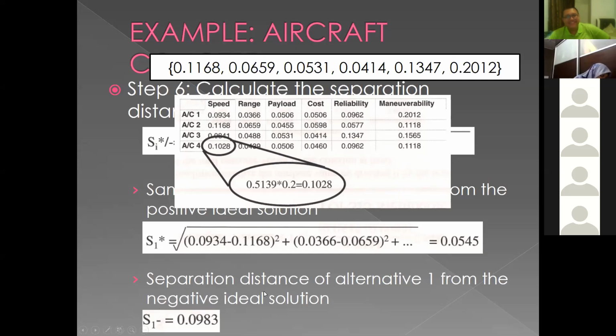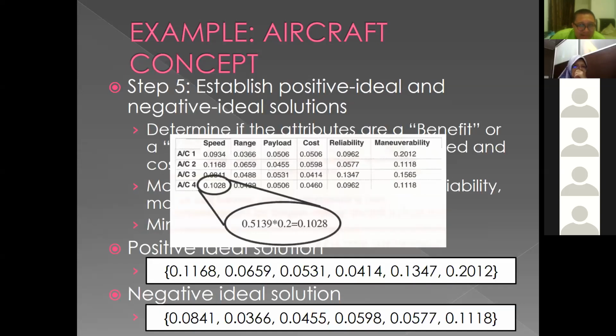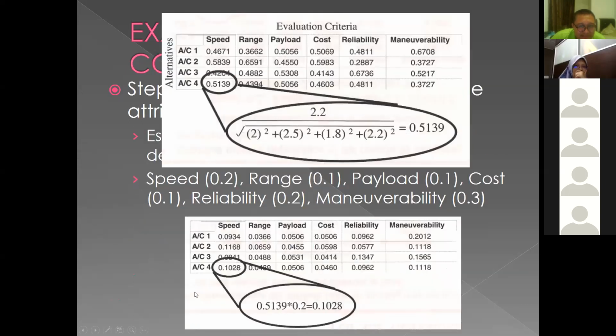So the alternative is taken from step 4, right? The one that we multiply with the weightage. The alternative value is taken from step 4, the one that we multiply with the weightage, right? Yeah. From this one. Okay.